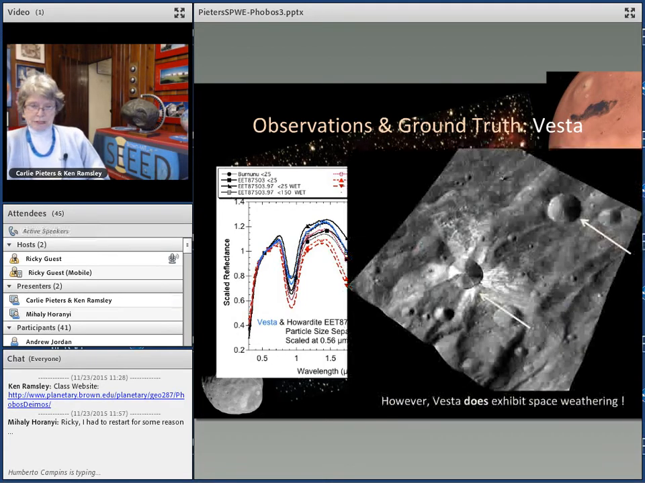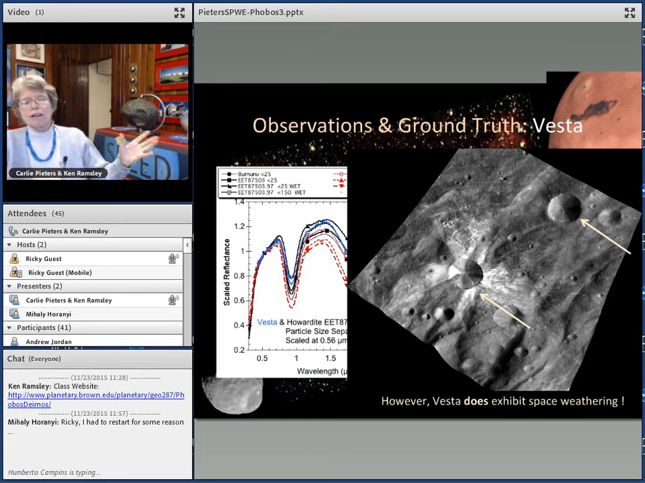However, when Dawn got to Vesta, what we found was, oh, wait, there is space weathering. Here's a lovely fresh crater with rays right next to a slightly older crater where the rays have completely disappeared. There are other examples across the surface where clearly some process is removing these fresh deposits around some of the freshest craters. Some form of space weathering does exist on Vesta.